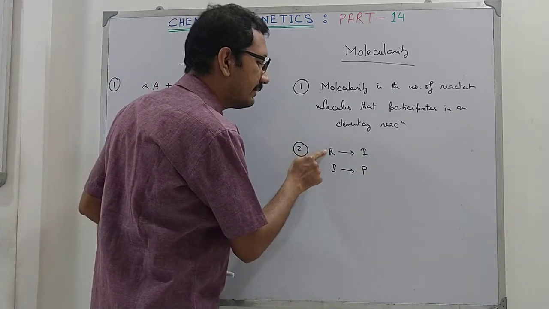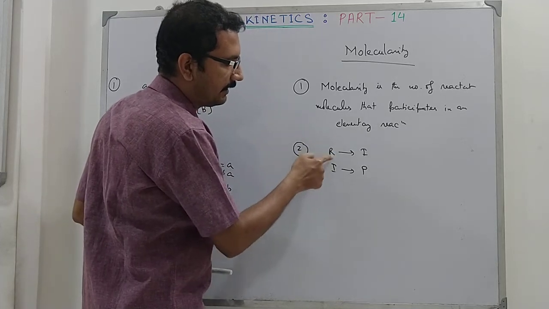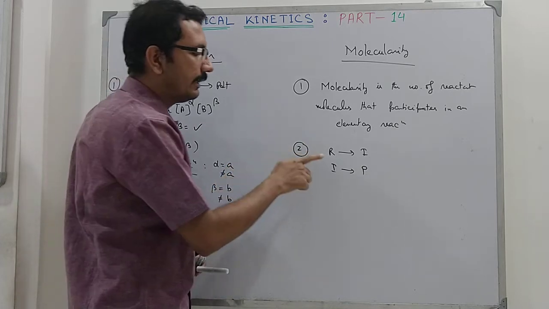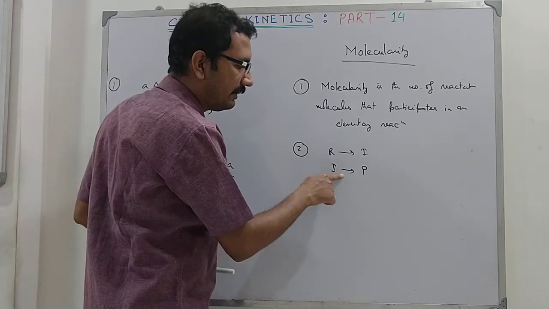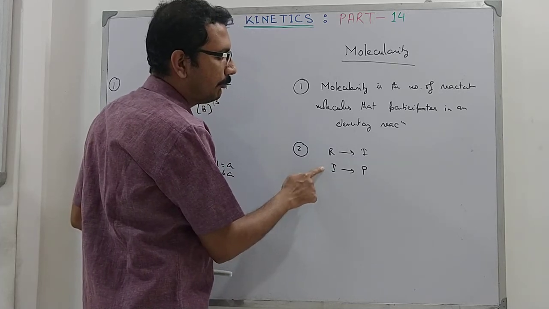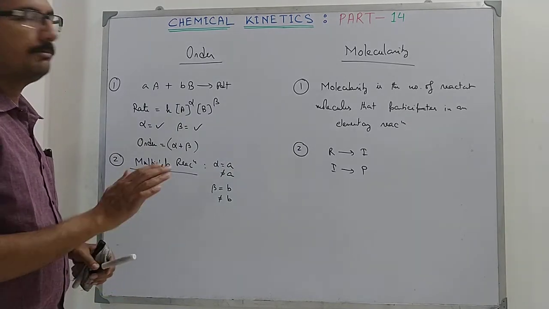For this elementary step, count the number of molecules present in this elementary step. That will be the molecularity of this step only. And if you assign the molecularity for this step, you also count the number of reactant molecules, and that will be the molecularity of this step. So overall molecularity is a meaningless term.